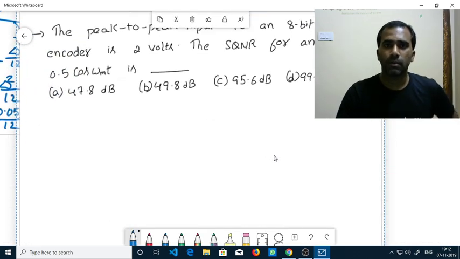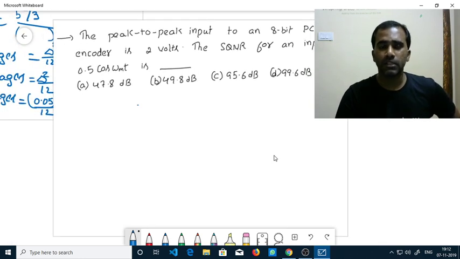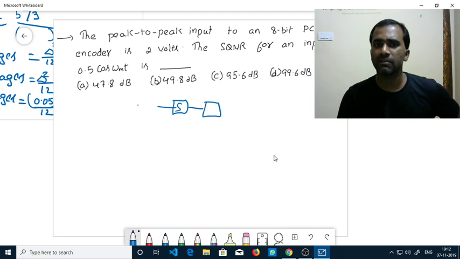Okay, let us solve this problem. This is also a little different question. The peak to peak input to an 8-bit PCM encoder is 2 volts. They are talking about a PCM system. PCM system means it is nothing but sampler, quantizer and encoder. All of them together we call a PCM system.